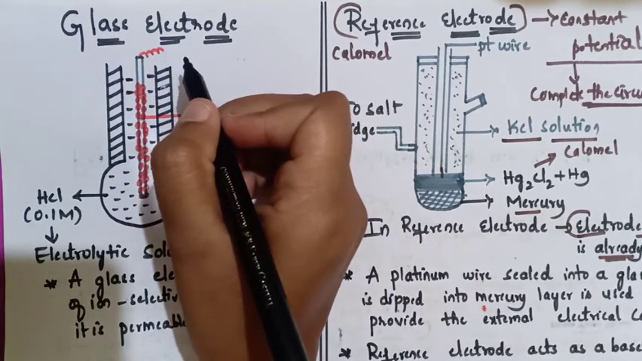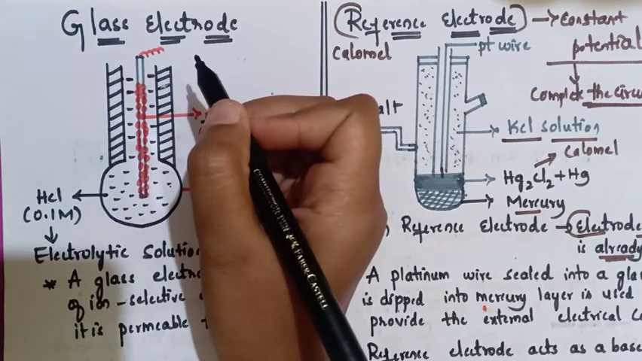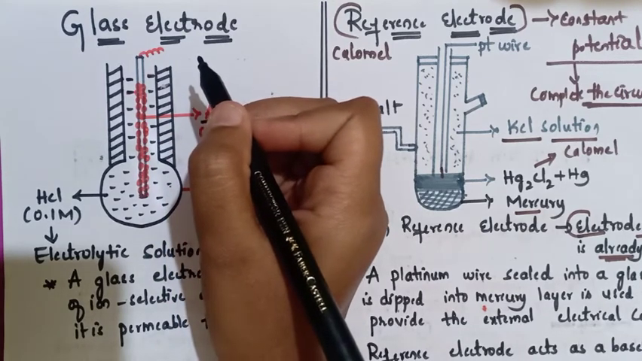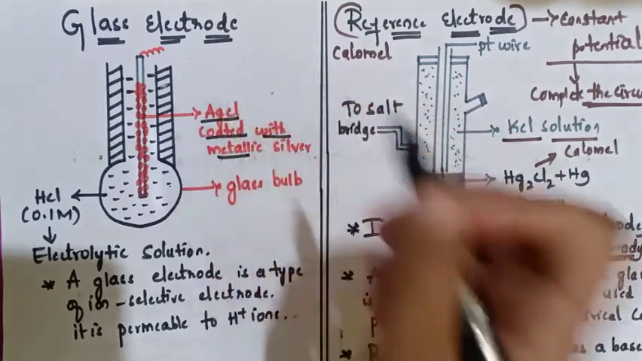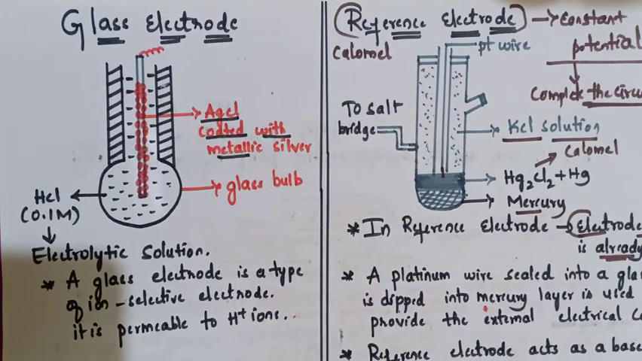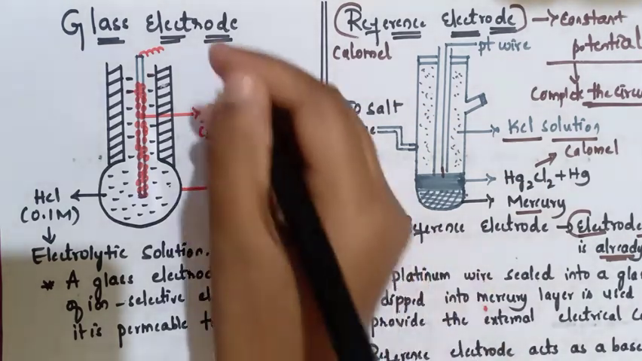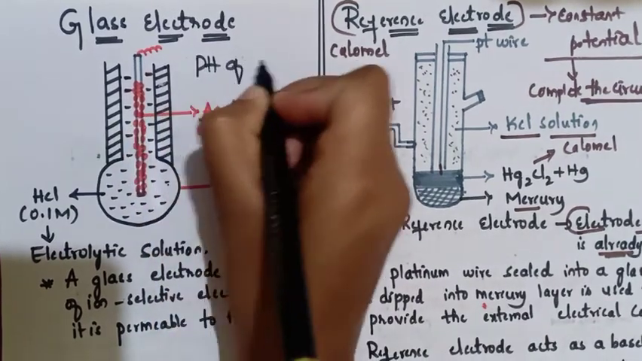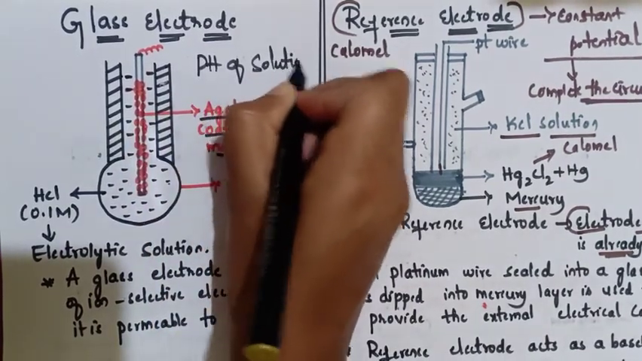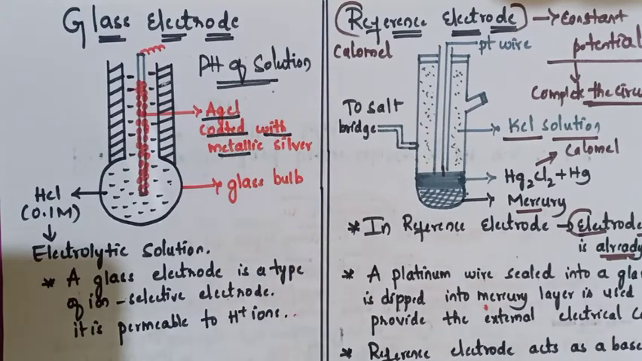Now we have to understand what actually this glass electrode's job is. Here the glass electrode is mainly used for the determination of pH of a solution. This is the main job of this glass electrode.